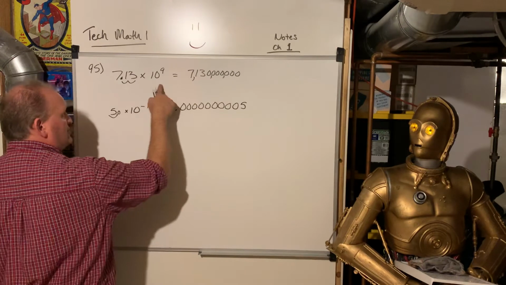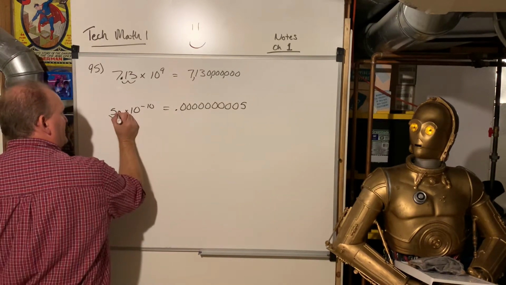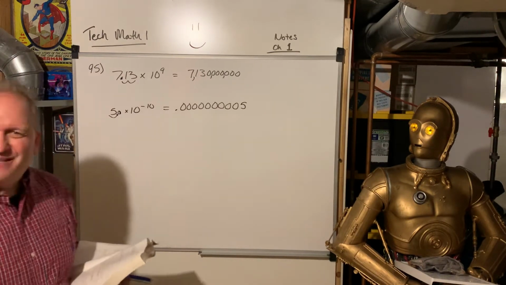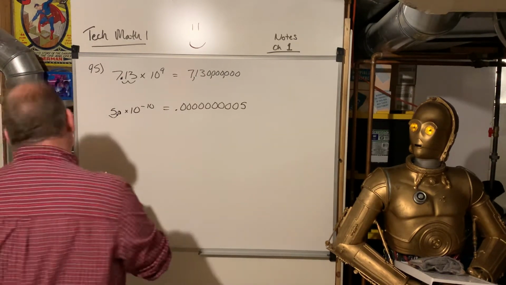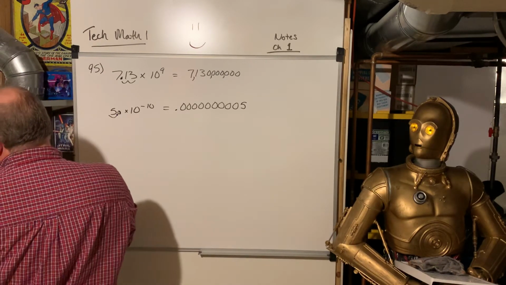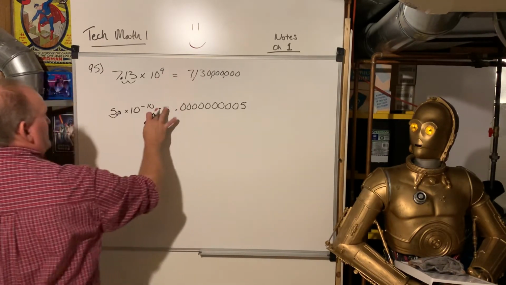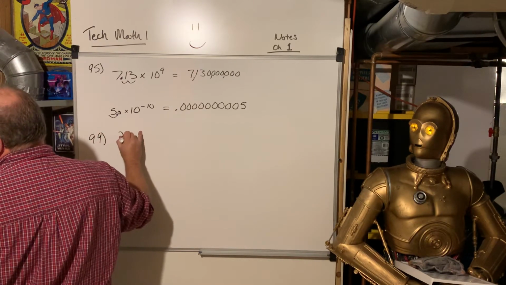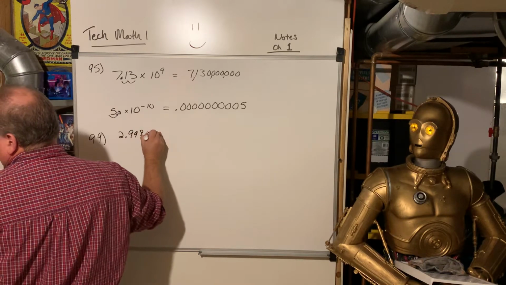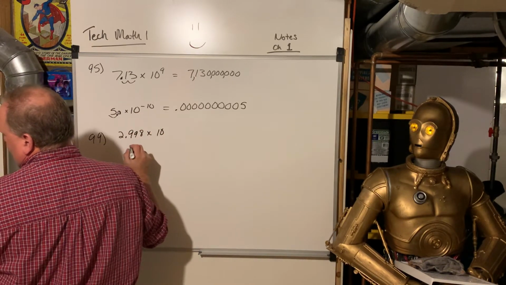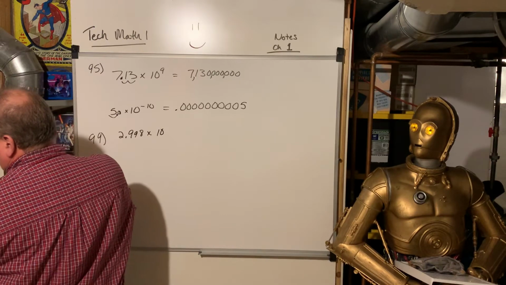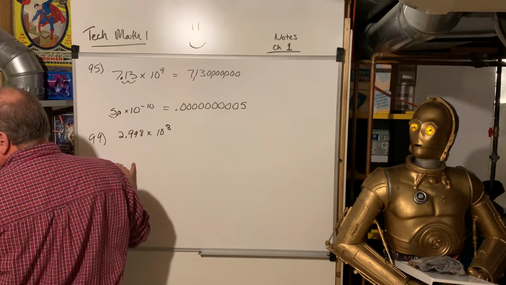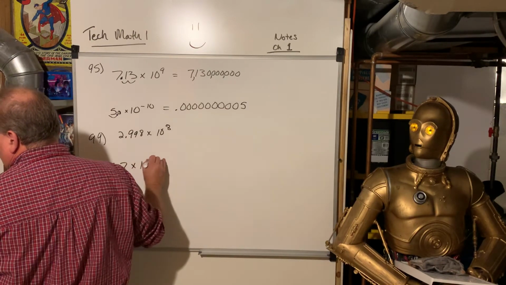It's much easier to express it in scientific notation because then you don't have to count zeros every time you write the number down. It's also easier to compare very large and small numbers because you can just look at the exponents. We got 2.998 times 10 to the 8th. And we got 1.7 times 10 to the negative 7th.